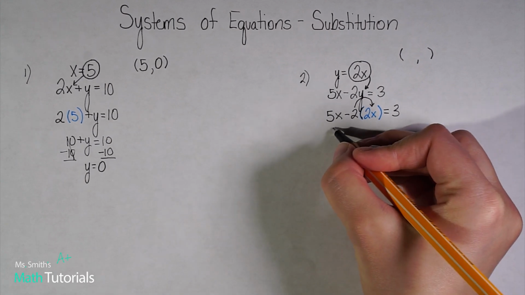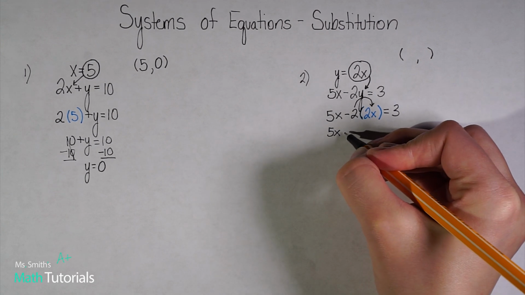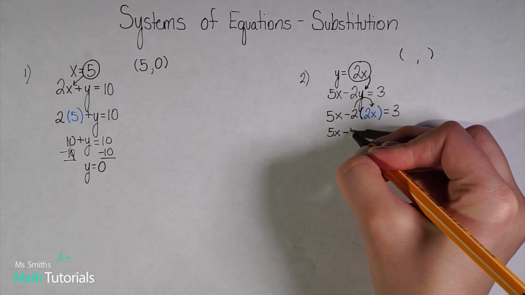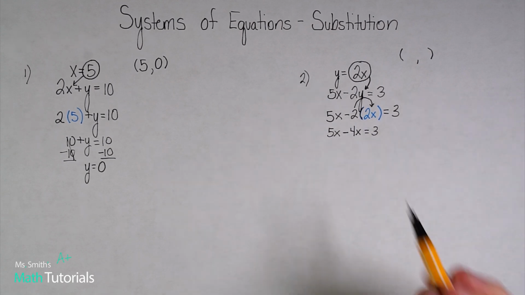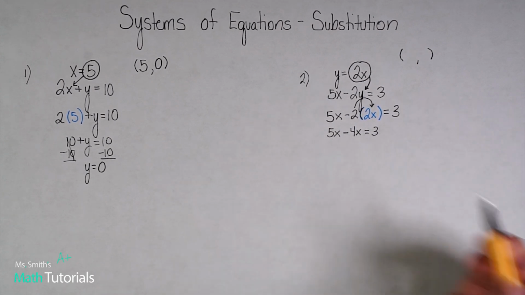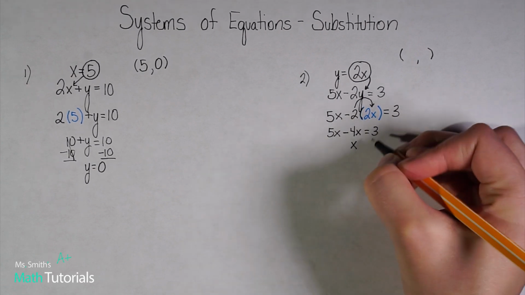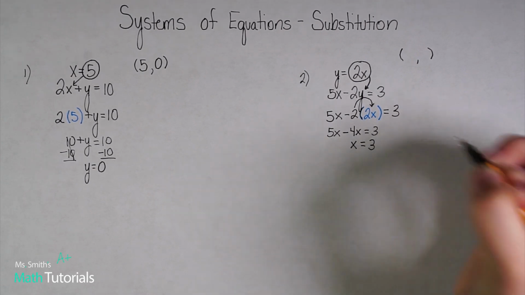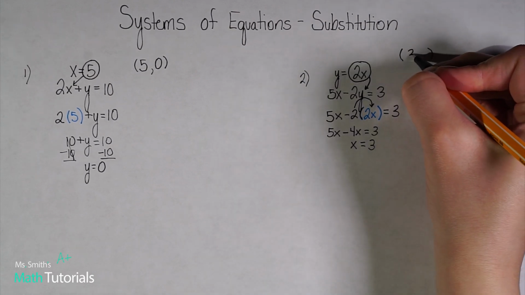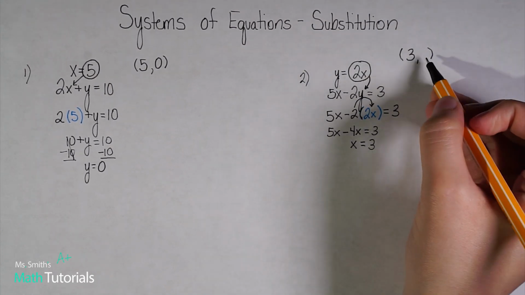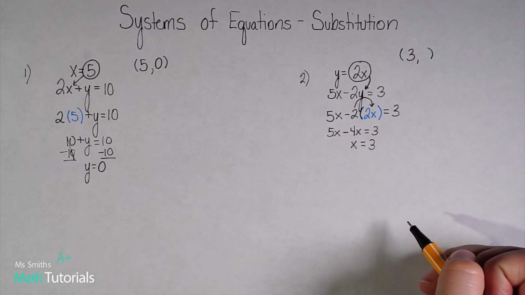So let me rewrite what I've got. 5x, -2 times -2, positive 2x would be -4x equals 3. I need to combine my like terms here, so 5x minus 4x would give me just x equals 3. Okay, well there's part of my answer, so I know what x is now. It's 3. I still need to know what y is, so that's only half my answer.